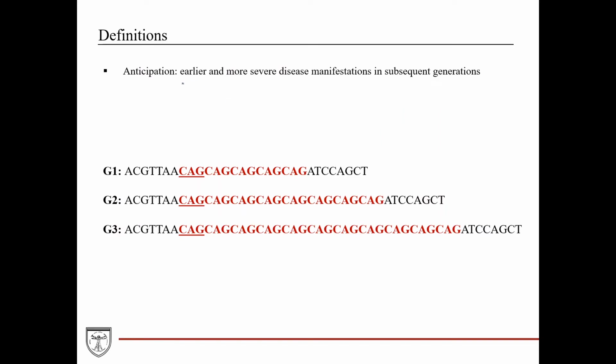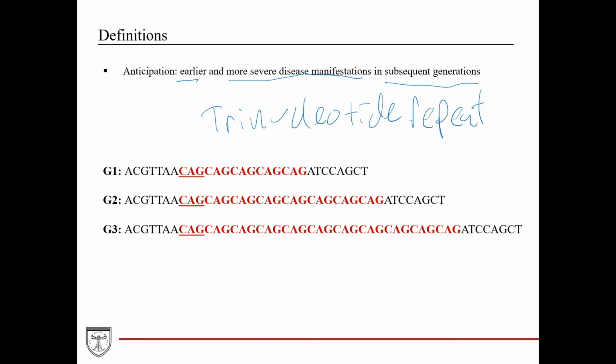So anticipation is where you have earlier and more severe disease manifestations in subsequent generations. The best example of this is trinucleotide repeats. We have an entire lecture dedicated to trinucleotide repeats, what they are, and the diseases that involve them. But just to give you a basic overview, you have a sequence of 3 bases, and it gets repeated. In this example, it's CAG. So CAG keeps getting repeated in the genetic code, and it shifts the entire reading sequence, which, as you could imagine, can cause significant downstream effects.